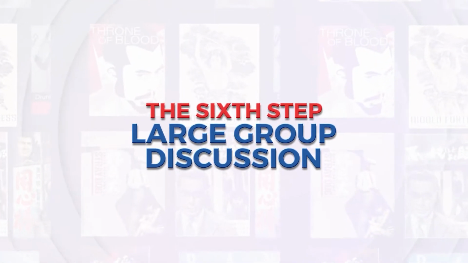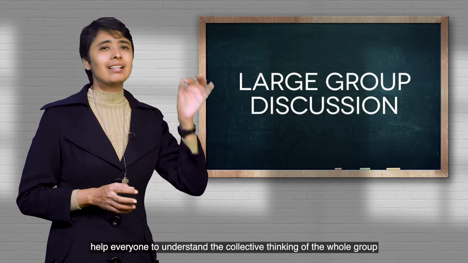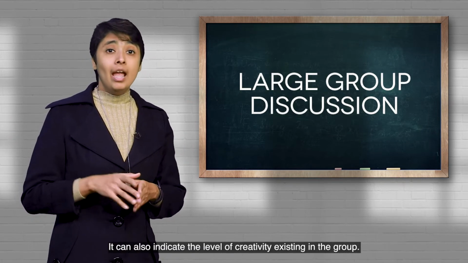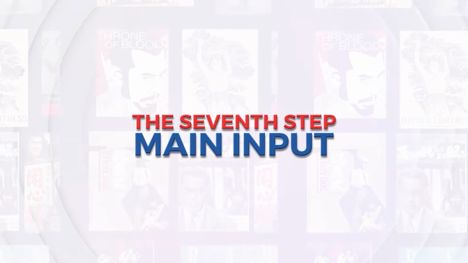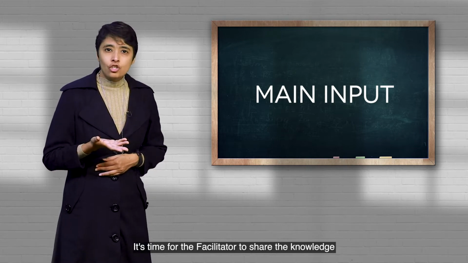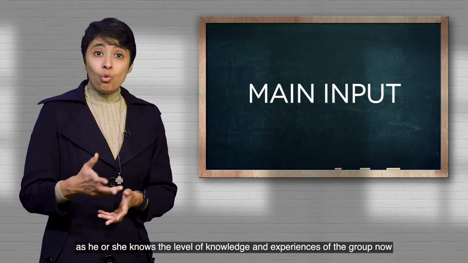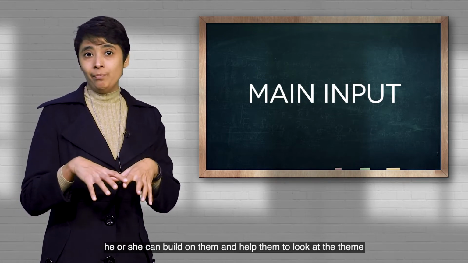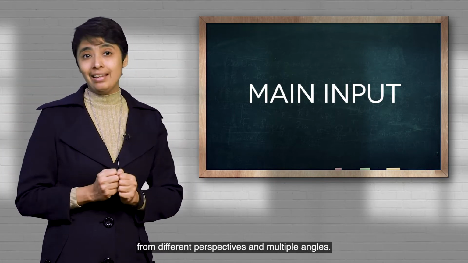The next step, large group discussions. Large group discussions help everyone to understand the collective thinking of the whole group and achieve some clarity over the topic discussed. It can also indicate the level of creativity existing in the group. The seventh step, the main input. It's time for the facilitator to share the knowledge and experiences more vividly on the theme. As he or she knows the level of knowledge and experiences of the group now, he or she can build on them and help them to look at the theme from different perspectives and multiple angles.